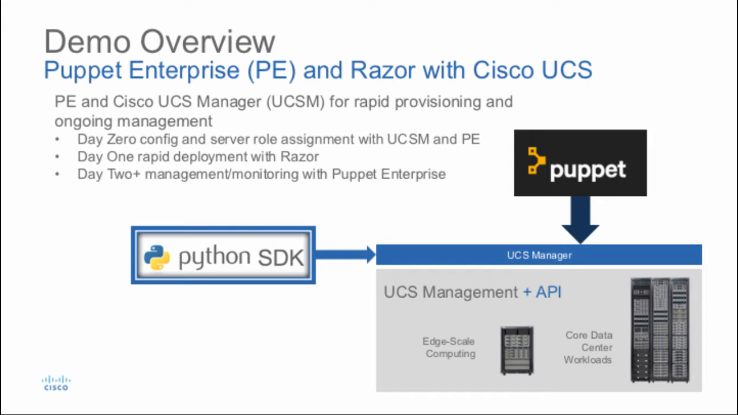Day zero configuration and server role assignment is done through UCS service profiles, which provide identity for the infrastructure. For rapid day one deployment, Razor's provisioning module provides programmatic interfaces to define server roles and install host operating systems. Day two and beyond configuration management is done with Puppet Enterprise, which integrates seamlessly with Cisco UCS and Razor to place provisioned nodes into the desired state.